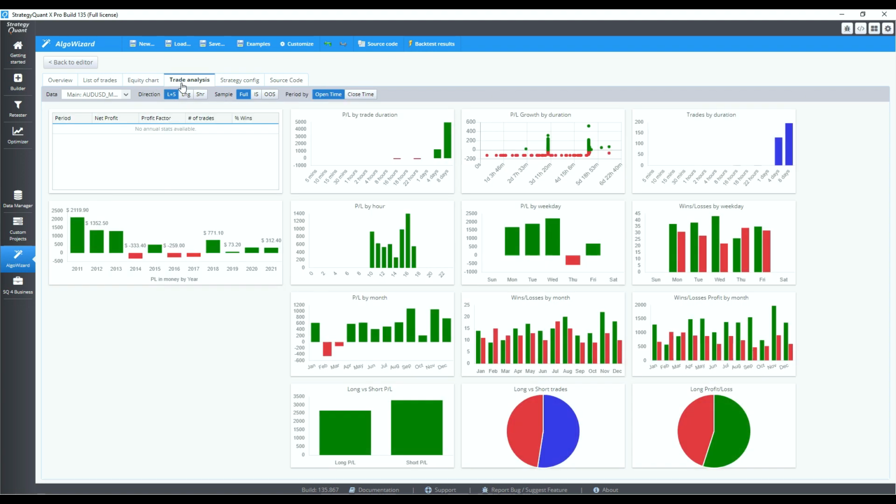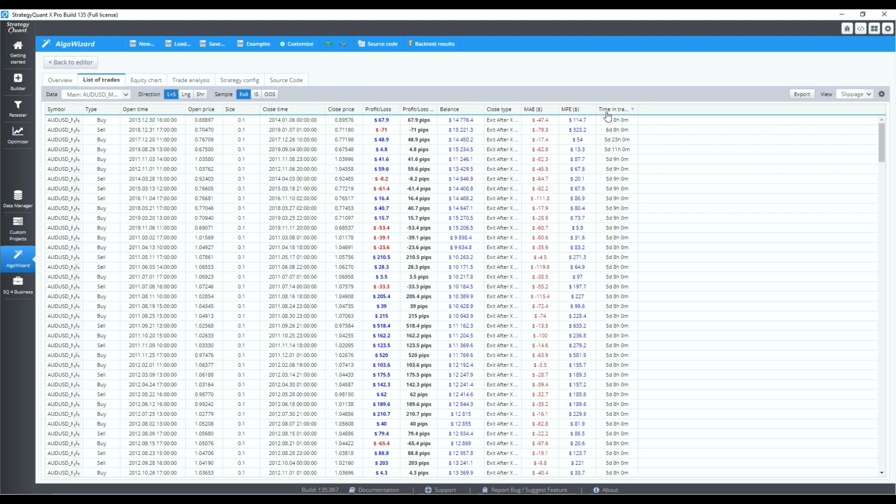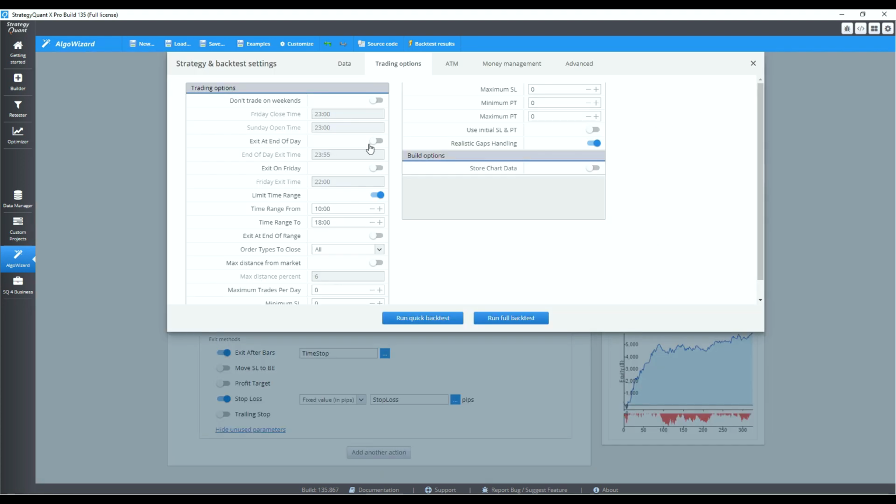When looking at the Trade Analysis tab, it was interesting to find that the best performing trades were open for more than 4 days. I opened the list of trades and sorted by trade duration. All the trades you see here were kept open over the weekend, and they generally performed well. Does this mean you should keep your trades open over the weekend? To find out, I added a condition that exits my trades an hour before the Friday close, and redid the backtest.